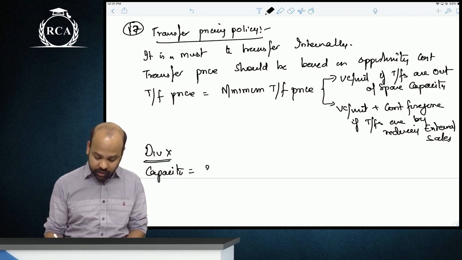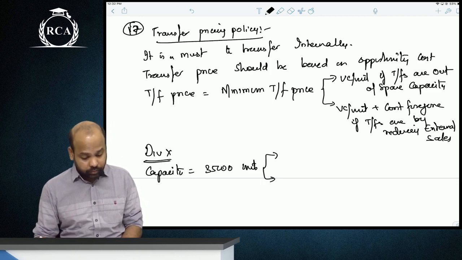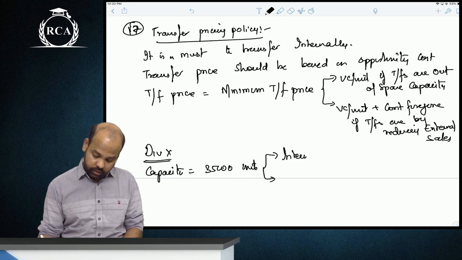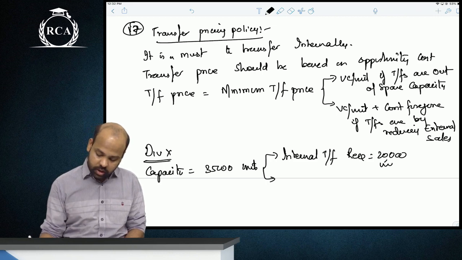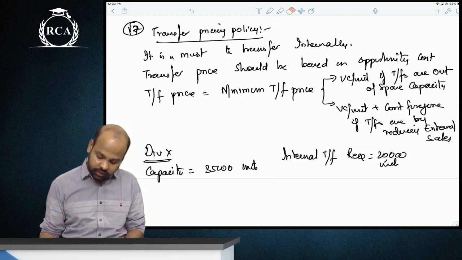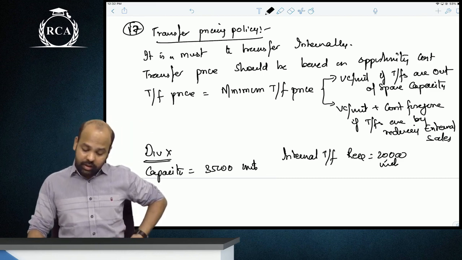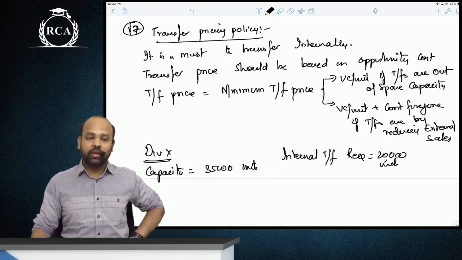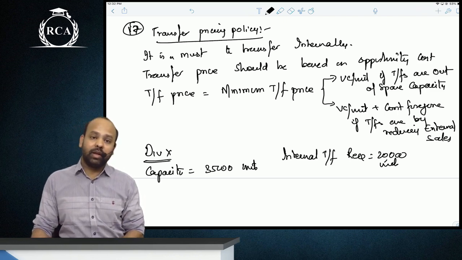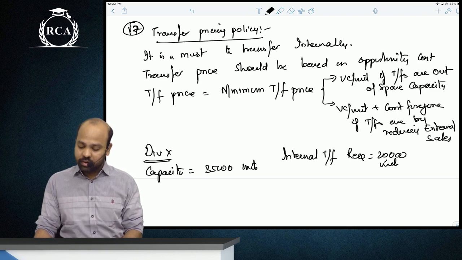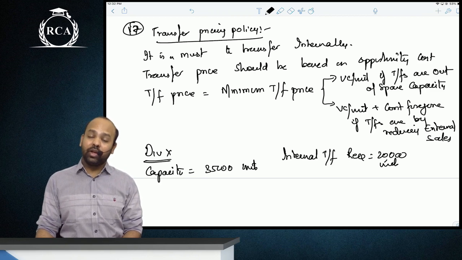Capacity is 35,000 units. Internal transfers that are required are 20,000 units. I hope you've written the first line, guys, that it is a must to transfer internally, and transfer price should be based on opportunity cost. After that, the transfer price should be equal to your minimum transfer price, which is variable cost per unit if transfers are out of spare capacity, and variable cost plus contribution foregone if transfers are by reducing external sales.